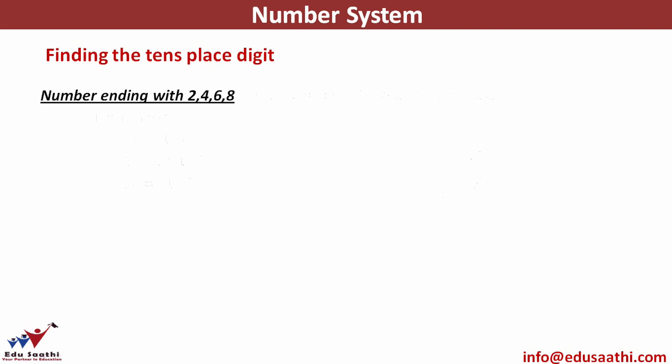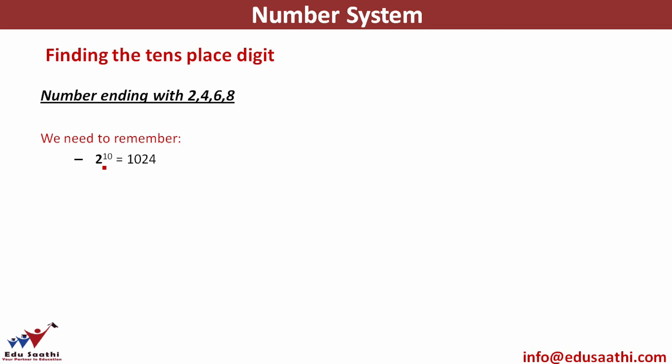What happens if a number is an even number? We have already done the case of numbers ending with 1, 3, 5, 7 and 9. Let's look at the numbers that end with 2, 4, 6 or 8. Now for this we need to remember certain things.